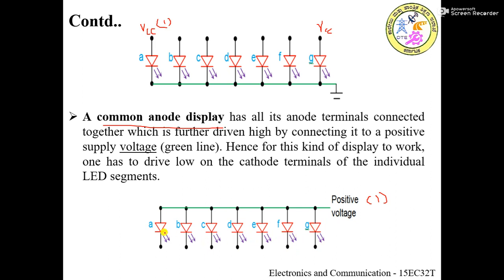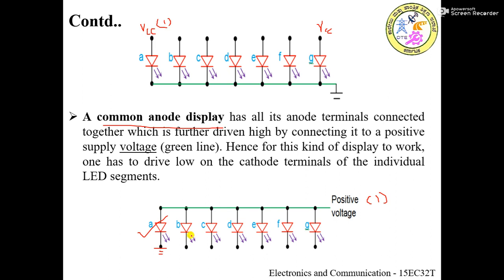In order to light up a particular LED, the cathode terminal of that selected LED should be connected to ground. Let's say I want to glow the first LED. Then I connect only that cathode terminal to ground, so this LED turns on. Rest all LEDs will be in off condition.